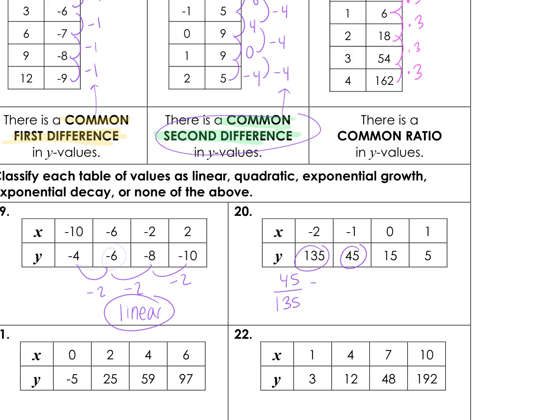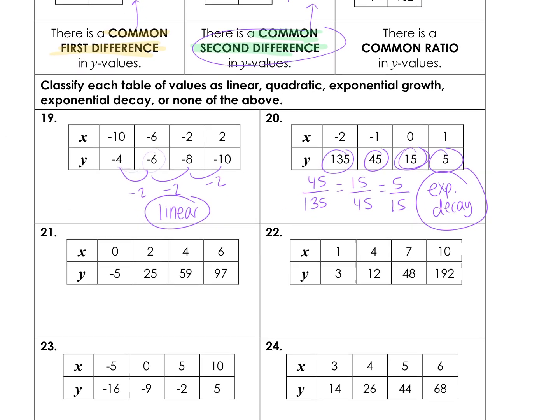If all 3 of those are the same, so if I do the same thing for the next one, 15 divided by 45, if that's the same as 5 divided by 15, then it's exponential. Those are all the same. They all simplify to 1/3. So this is exponential, but it's exponential decay because the numbers are going down.